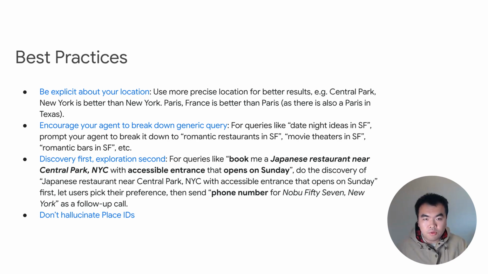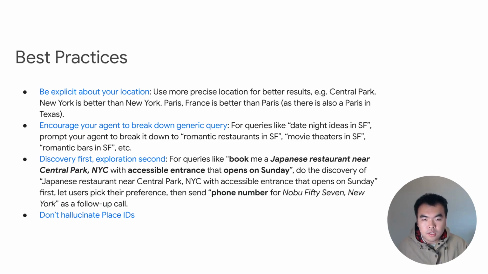We'd also like to walk you through a few best practices that can help you get more relevant information efficiently and without hallucination. First, be explicit and specific about your location. Use more precise location for better results. For example, Central Park, New York is a better location than New York. Paris, France is a better location than Paris, as there is also a Paris in Texas.